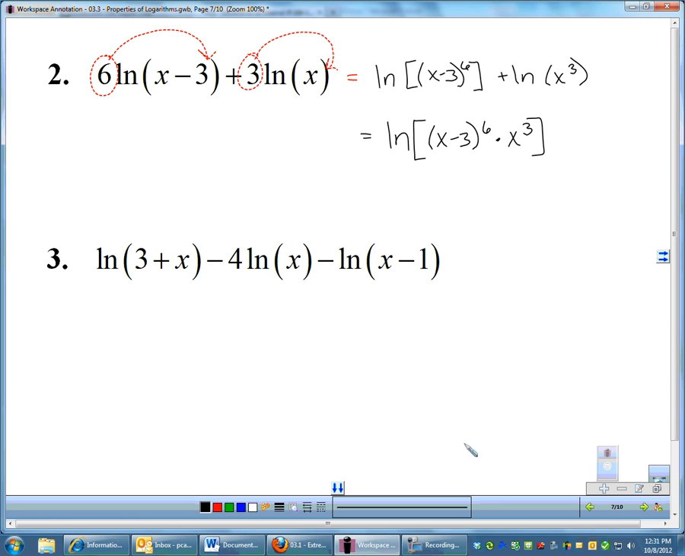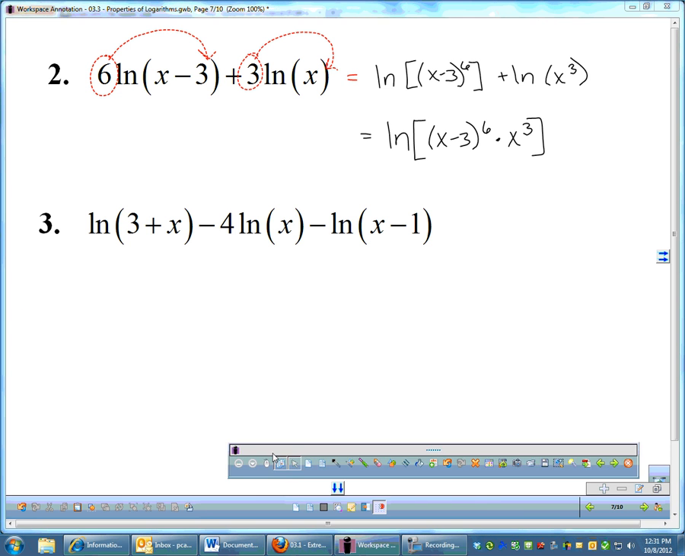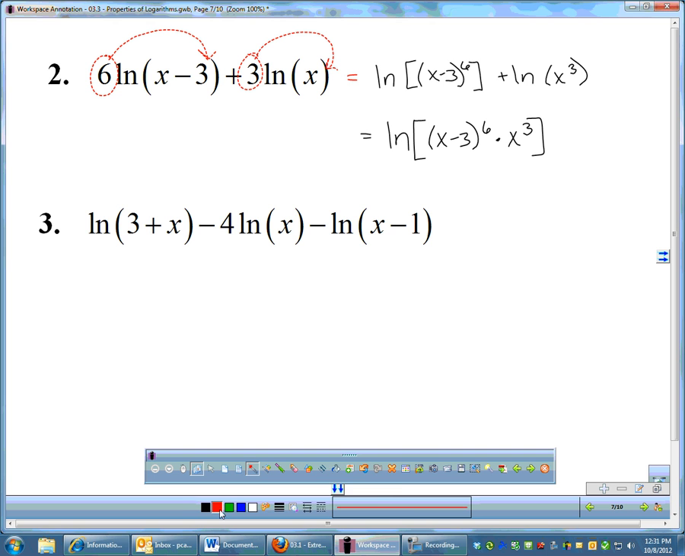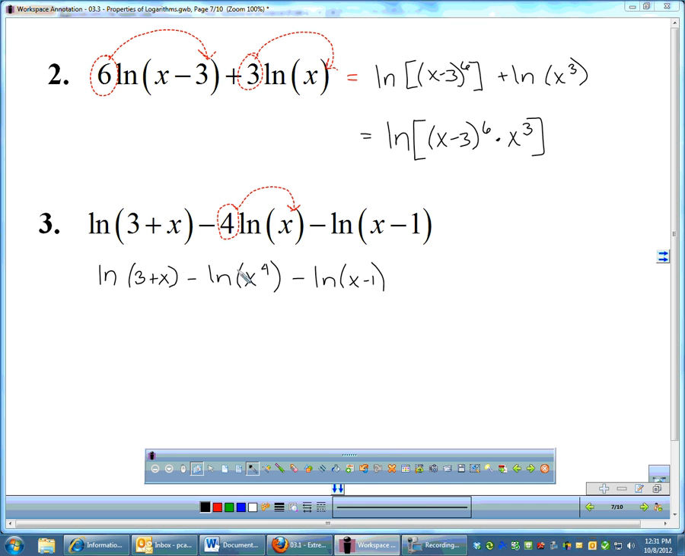Let's see, number 3. Number 3 here has a lot going on. I do see one coefficient. I see this 4, so I'm going to bring that up and make it x to the 4th. Let me do that real quick. Okay, there we go. So I brought that up.